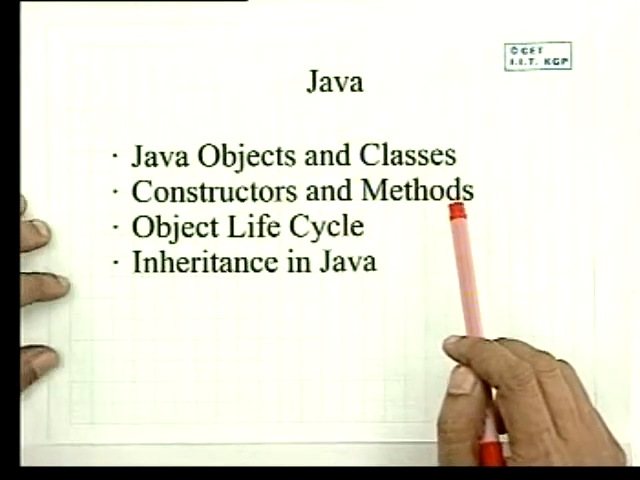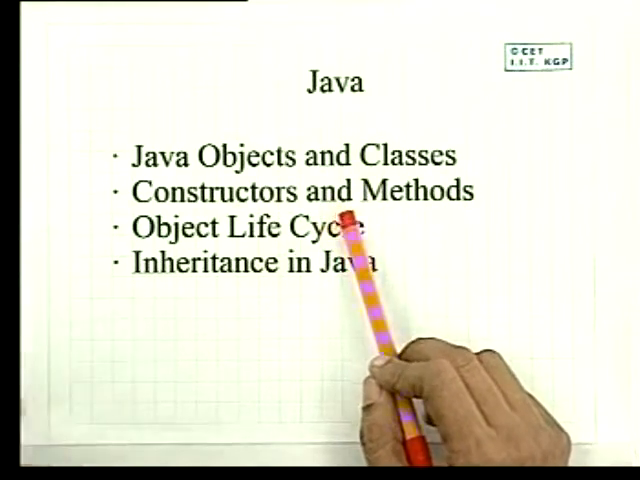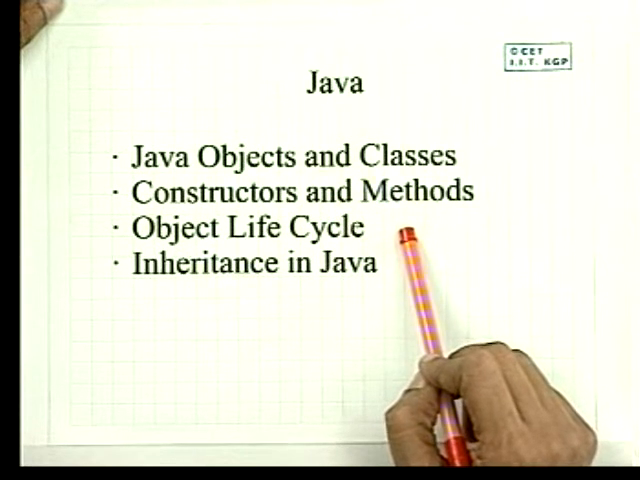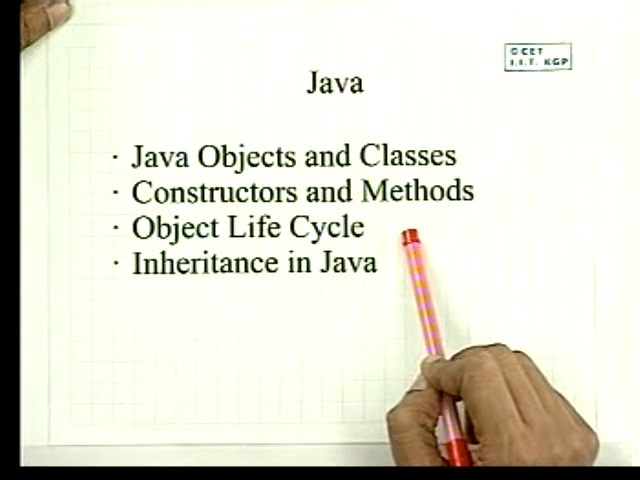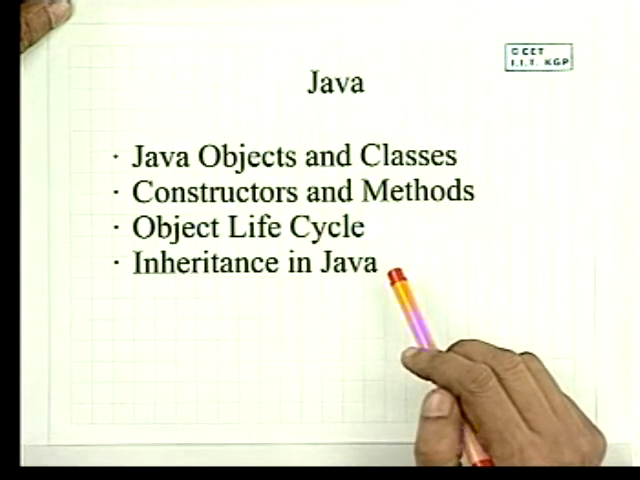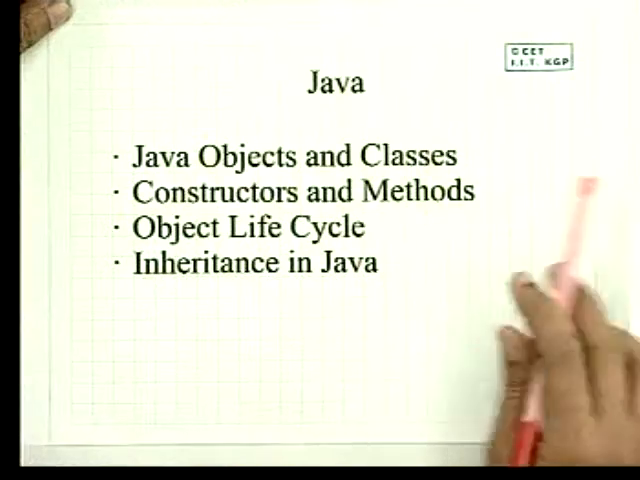Then once we have introduced basic concepts in Java, basic data types and control statements in Java, we'll look at how Java objects and classes are defined, how the instances can be created with the help of constructors, and how Java methods can be defined with respect to each class. The concept of object lifecycle and inheritance between the subclass and the superclass will also be described in detail.